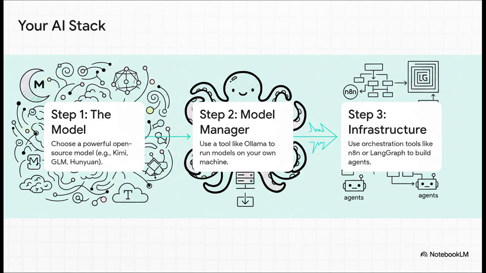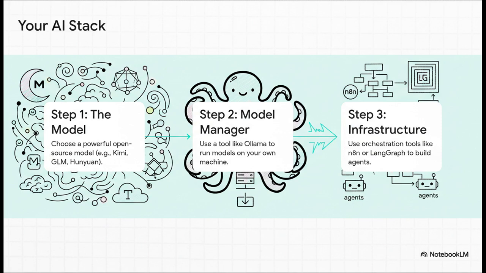First, you've got the model itself, the brain of the whole operation. Great choices right now are models like Qwen or Hunyan. Second, you need a way to actually run that model on your computer, and for that, a tool called Ollama has pretty much become the go-to standard. It's as easy as installing any other app.